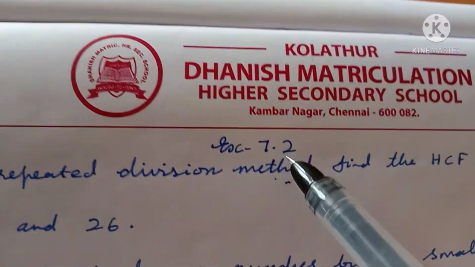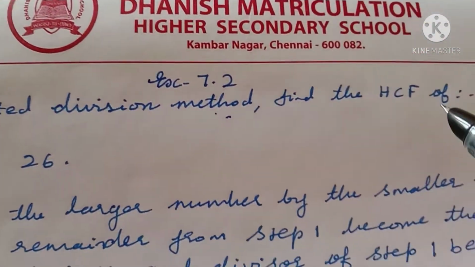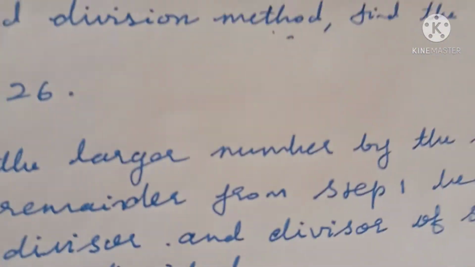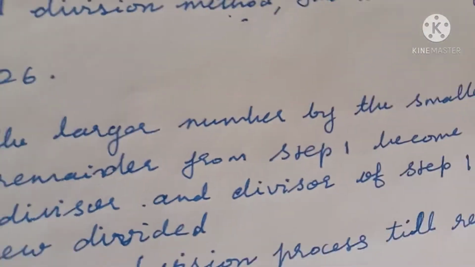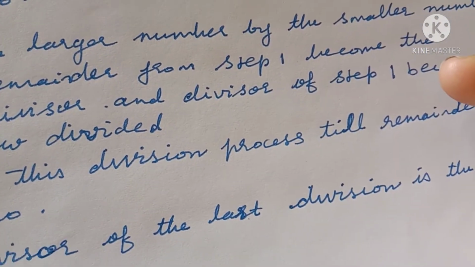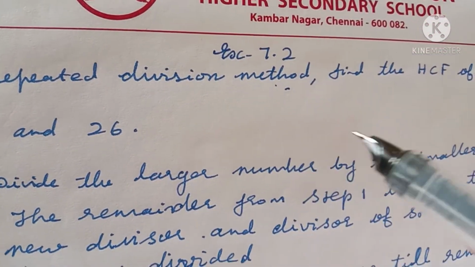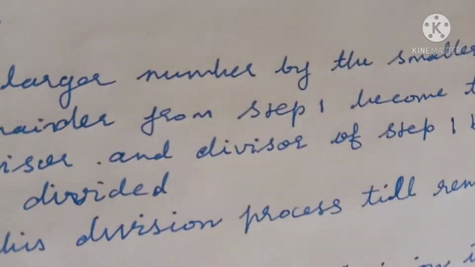Let's see exercise 7.2, how to find the HCF. In lower class, you find the HCF by using factorization method. Now we can use the continuous division method to find the HCF.